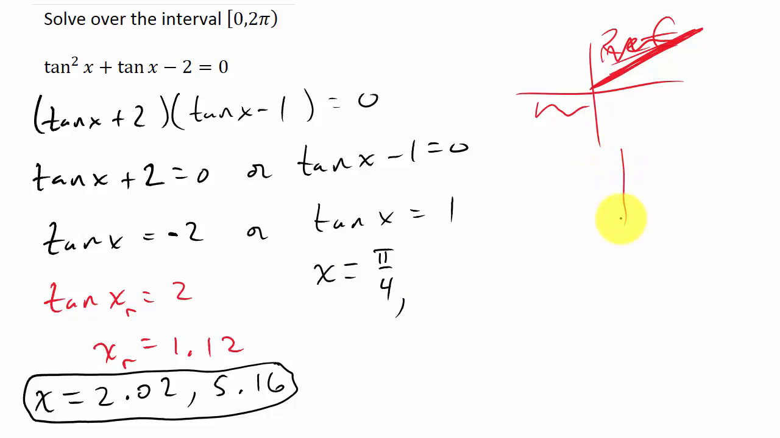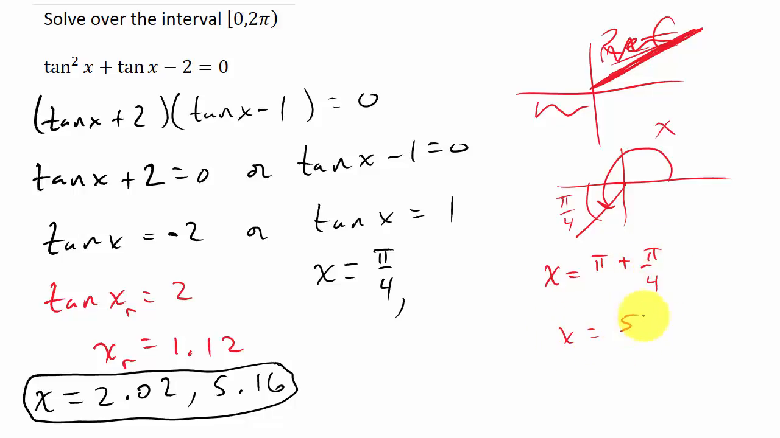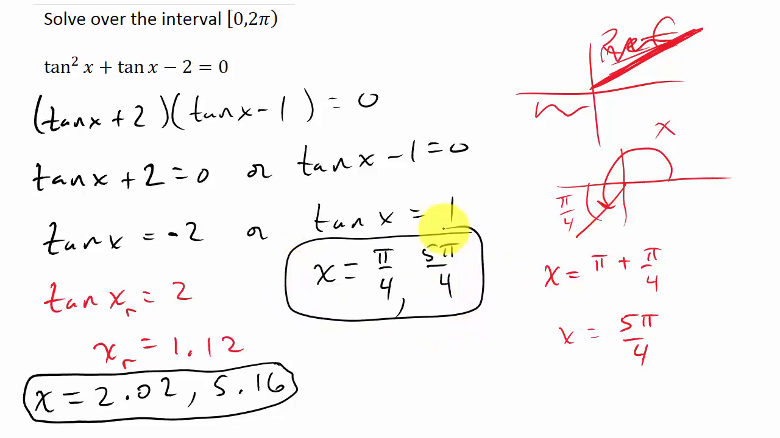Now, to find my third quadrant angle, this x, there's my reference angle, pi over 4. So x is going to be 180 plus the reference angle, or instead of 180, since we're in radians, pi plus pi over 4. So x is pi plus pi over 4, which is 5 pi over 4. So there's my solution in the third quadrant, and there's the solution to that equation.